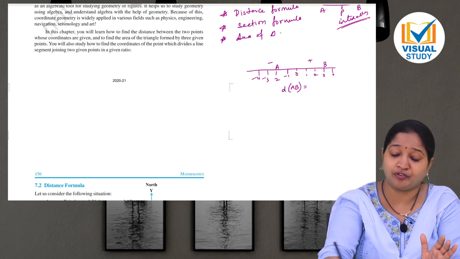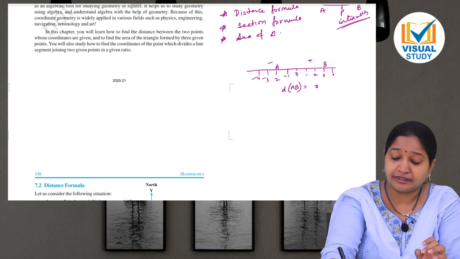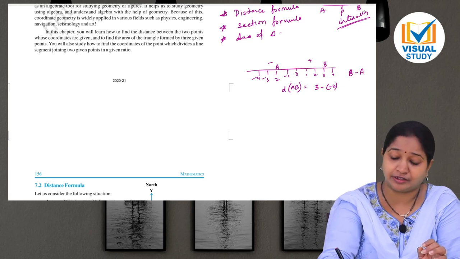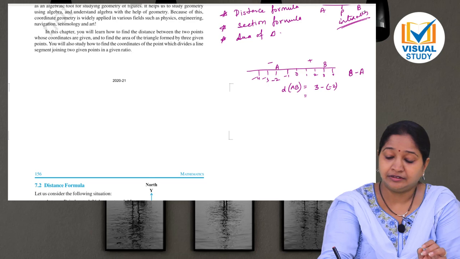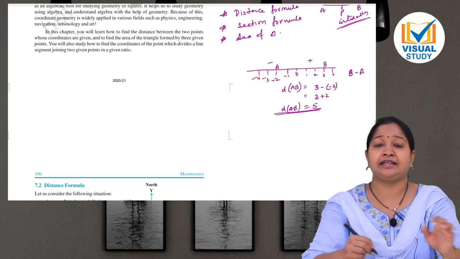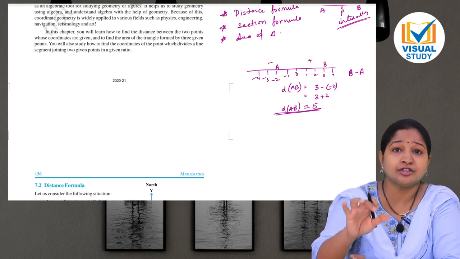So, for points A and B, you do B minus A. So, 3 minus of minus 2, that is 3 plus 2, and your distance between A and B is 5. So, this is your distance formula.